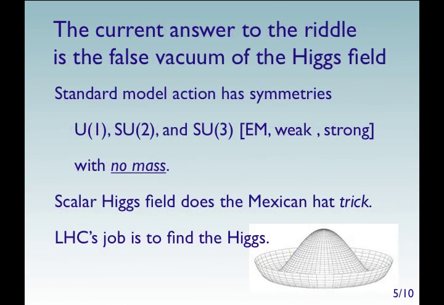So the current answer to the riddle is the false vacuum of the Higgs field. The standard model action has the symmetries U1, SU2, and SU3, and these correspond to three different forces: electromagnetism, the weak force, and the strong force. And it also corresponds to conserved charges for the electric charge, the weak charge particles, and the strong charge particles, all those quarks and whatnot. As long as all of those things have no mass. That's the way the math works.